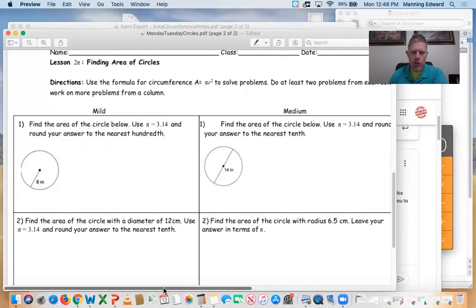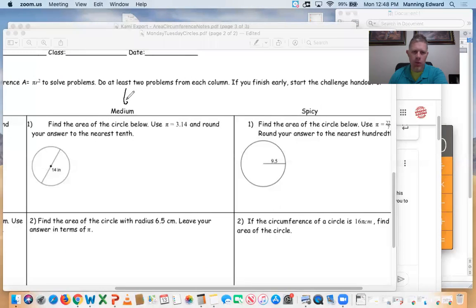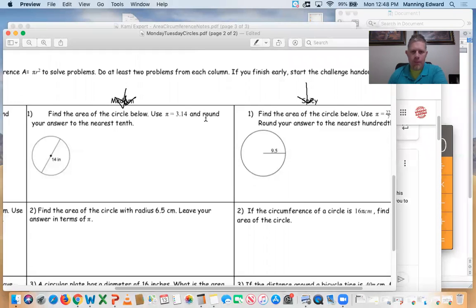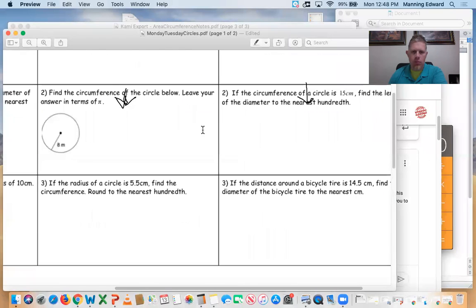For those of you that really know this very well, I suggest you just go ahead and jump over it and do the medium and the spicy. This column, in case you're not sure what I'm talking about, this column right here, and this column right here, and see how you do. And that would be pretty much it.